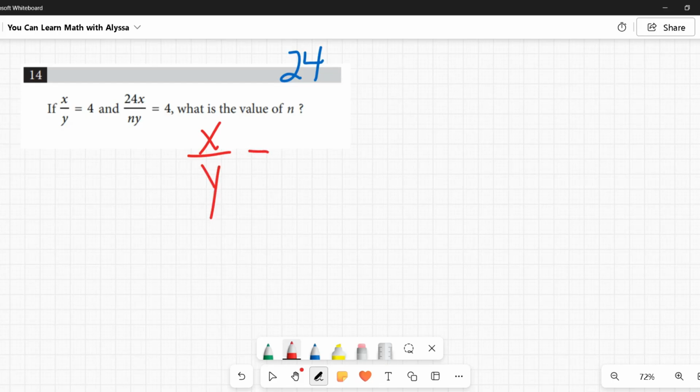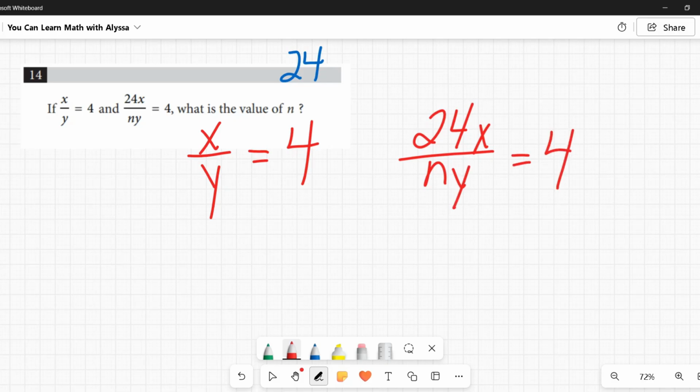Okay, so let's look at it again from a different perspective, a certain point of view. x over y equals 4, then 24x over ny equals 4.